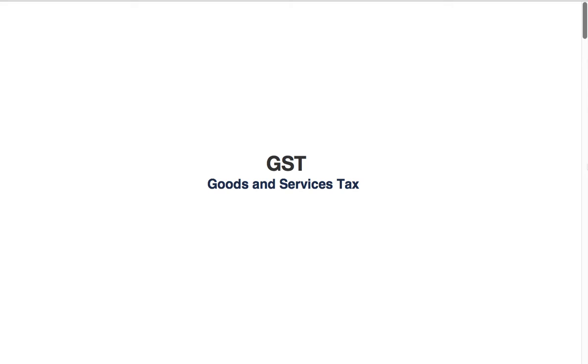So I just went ahead and gathered some information about what is GST and how it's going to benefit us, etc. And I would like to share that with you guys. So let's see how that goes.